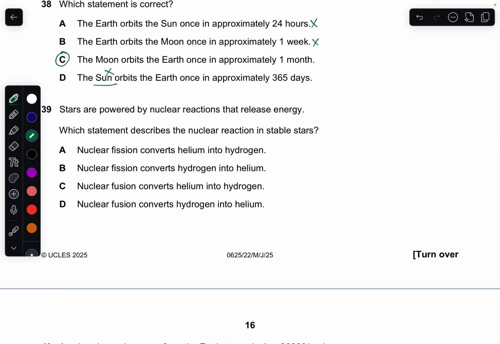Stars are powered by a nuclear reaction that releases energy. Which statement describes the nuclear reaction? Nuclear fission? No. In a star, there is no fission. There is a fusion reaction, converting hydrogen into helium. Smaller elements will be converted into bigger ones, not the other way around. So it's option D that is correct.